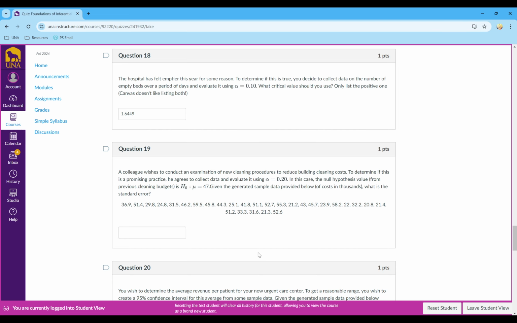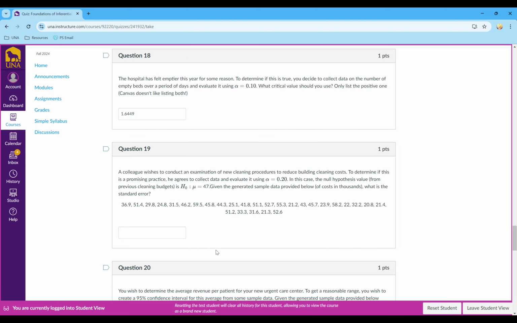All right, examination of the new cleaning procedure for building costs. Is this a prominent practice? Evaluate it using alpha equals 0.20. The null hypothesis is blank. Given this, what's the standard error? Okay.